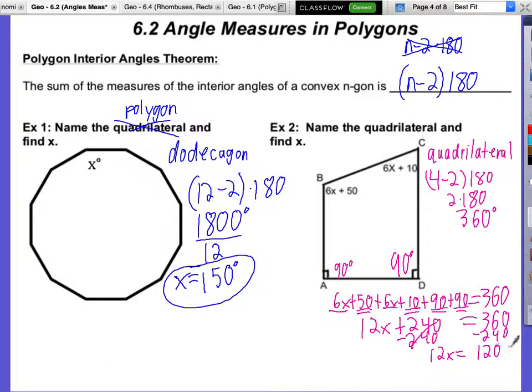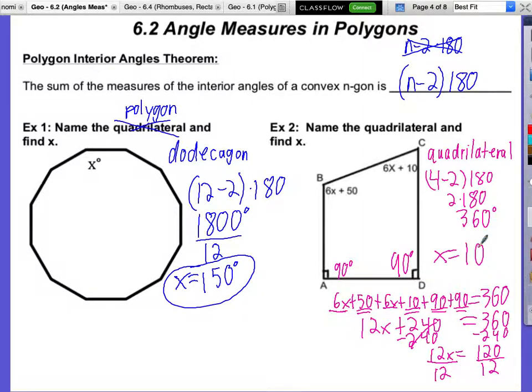12x will equal what, Gracie? 120 after we subtract that. X equals 10. How would you get there? Divide both sides by 12. The x is being multiplied by 12, so we'll divide. I'll move this over here since I'm running out of room. X would equal what? 10.